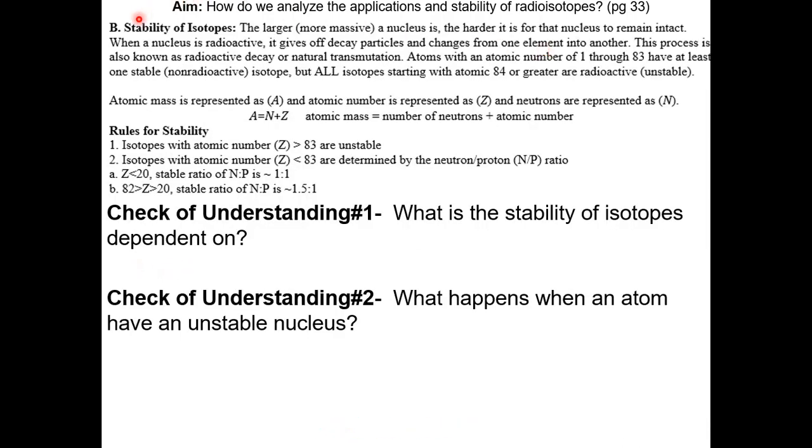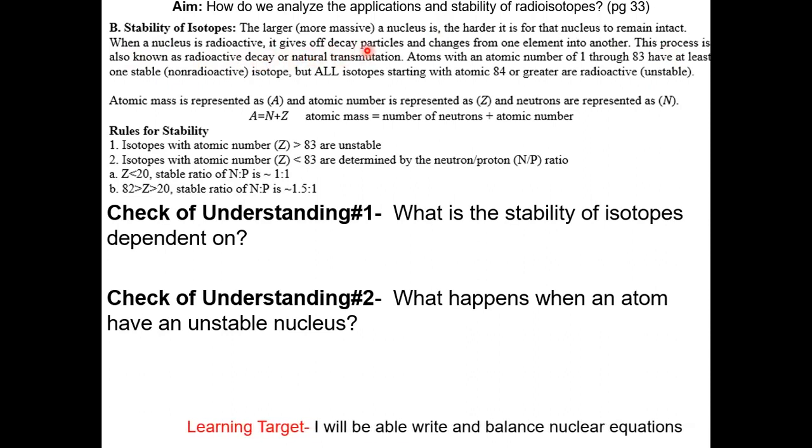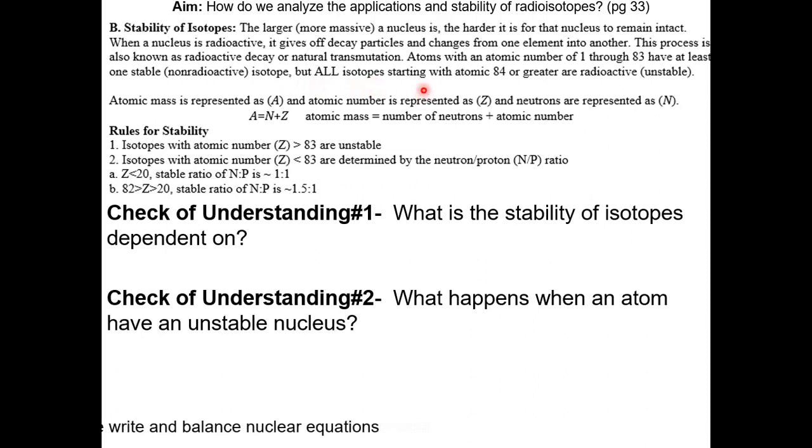Now we're going to talk about stability of isotopes. The larger or more massive a nucleus is, the harder it is for the nucleus to remain intact. When a nucleus is radioactive, it gives off decay particles and changes from one element into another. This process is also known as radioactive decay or natural transmutation. Atoms with an atomic number of 1 through 83 have at least one stable, non-radioactive isotope, but all isotopes with atomic number 84 or greater are radioactive, which means unstable.